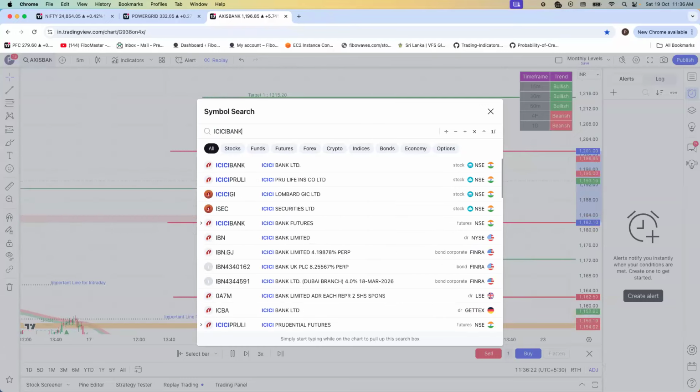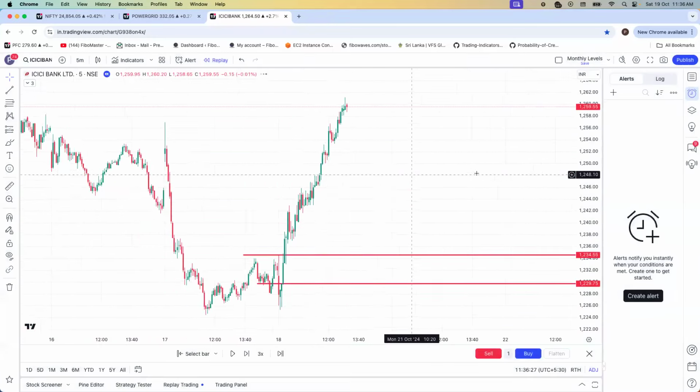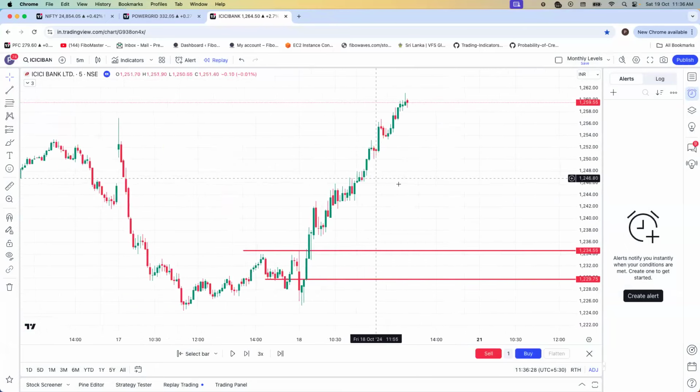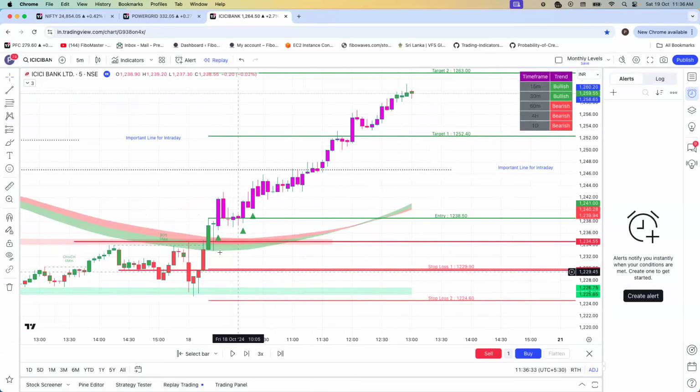Sir, one second. Sir, can you go back a little bit? Wait a minute. Let me show here and then I'll come back to you, okay? You see here, the entry point is triggered here, okay? The entry point is triggered here. Entry point is triggered at this particular candle, which is away from the trend, right?